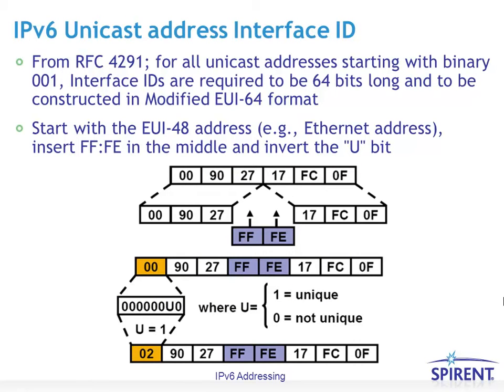One interesting concept relative to the least significant 64 bits of an IPv6 address is the interface ID, in fact, how that interface ID is actually derived. So from RFC 4291, you actually use the Ethernet or MAC address, or what's referred to as the EUI-48 address, and embed it into the interface ID of the device.